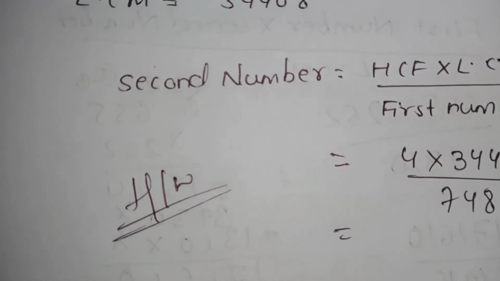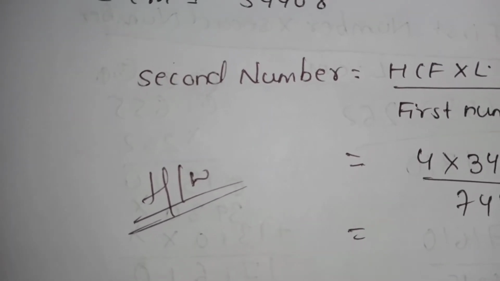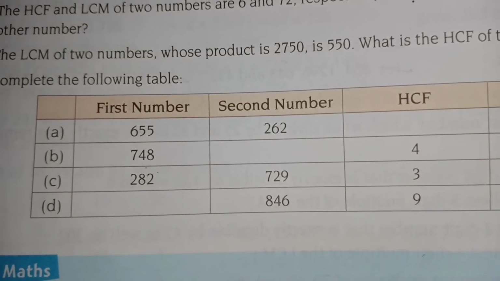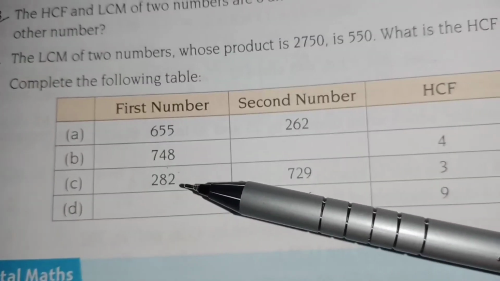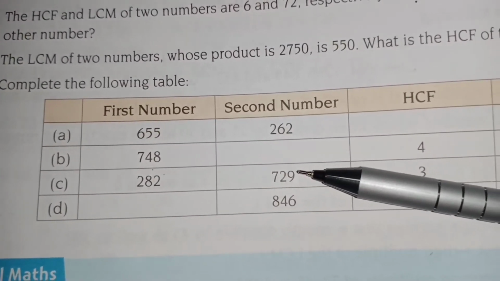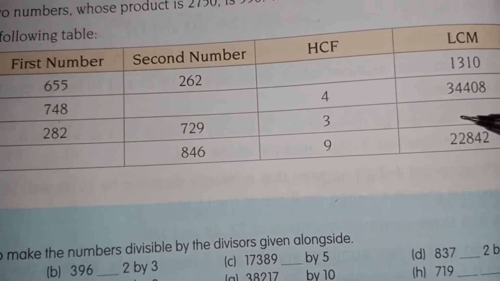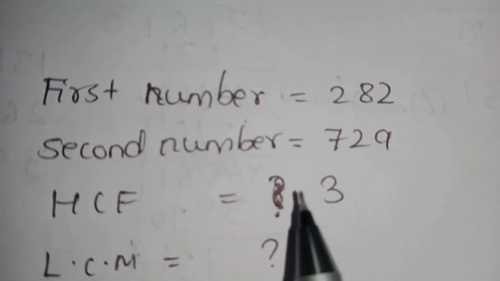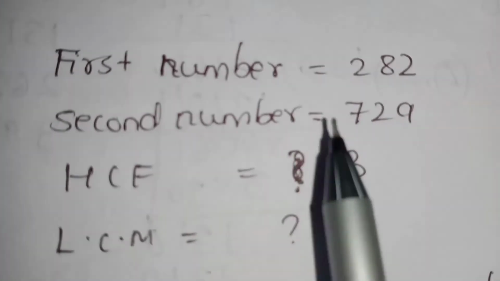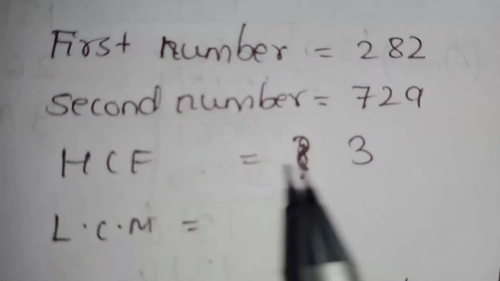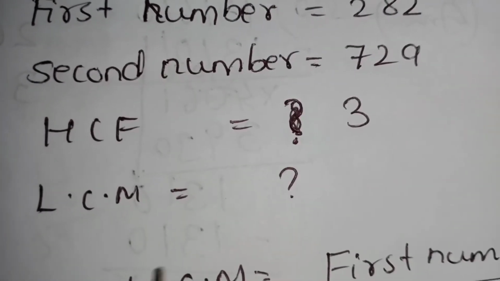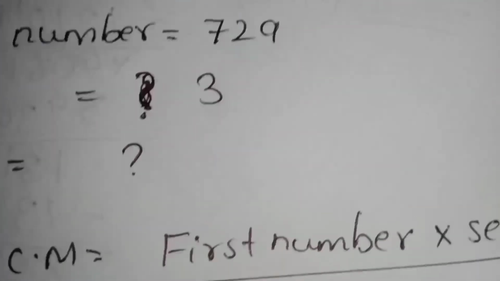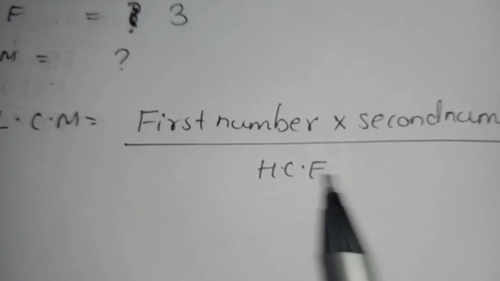Okay, so now let us see question number C. So in question number C, first number is given, second number is given, SCF is given. What you have to find? LCM. Okay, so now let us see how to find. So you can see first number is given 282, second number is given 729, SCF is given 3, LCM we need to find. So to find LCM, what you have to do? First number into second number by SCF.